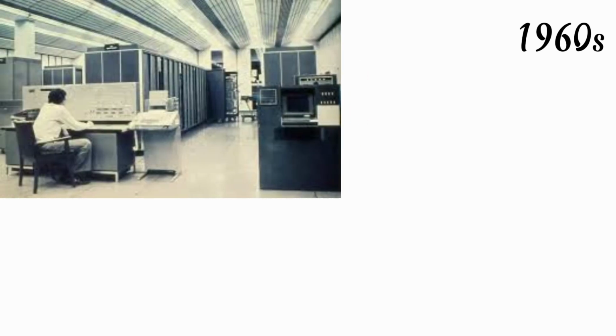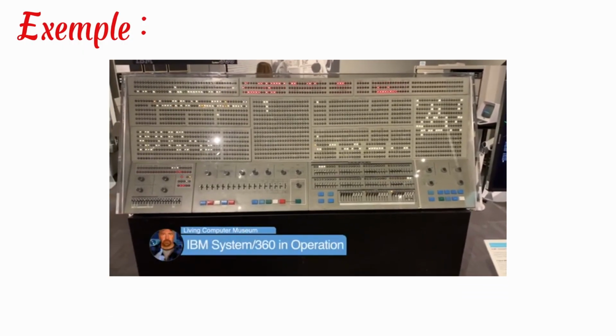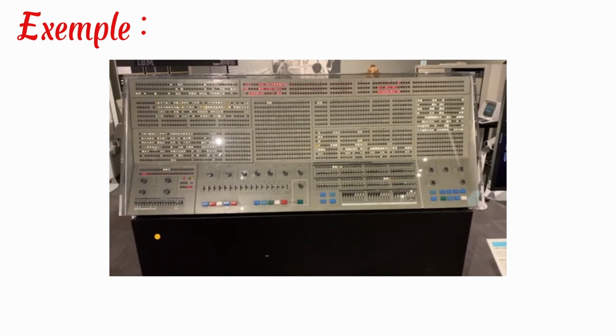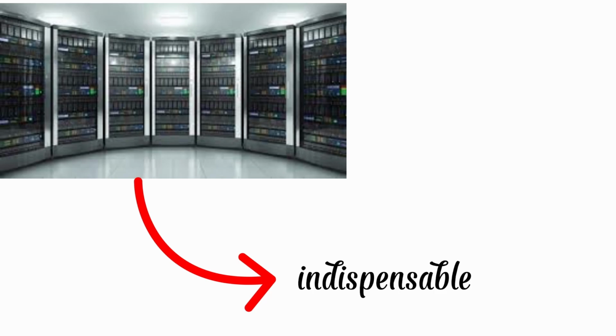By the 1960s, large organizations routinely deployed mainframes, room-sized machines that served hundreds or even thousands of users via terminal connections. Notable examples included IBM's System 360, which standardized architectures and paved the way for software compatibility across an entire product line. Mainframes became indispensable in various sectors.